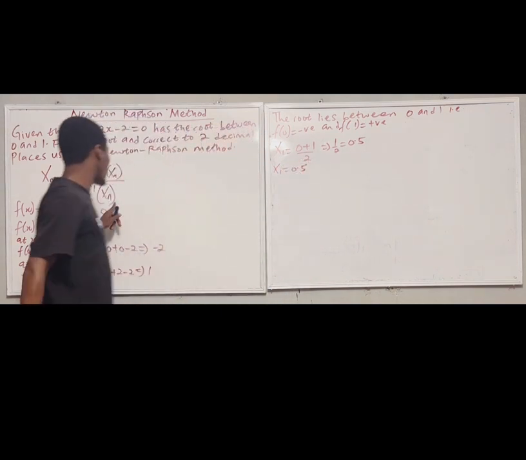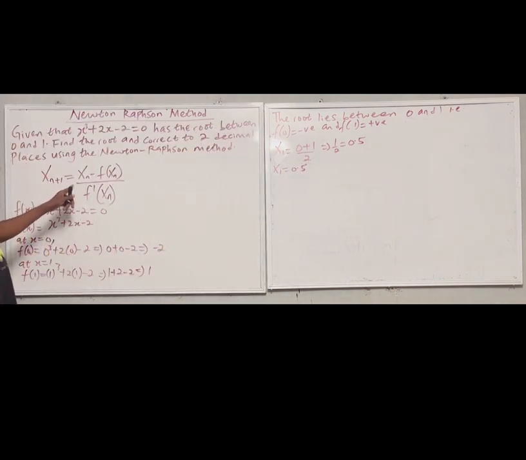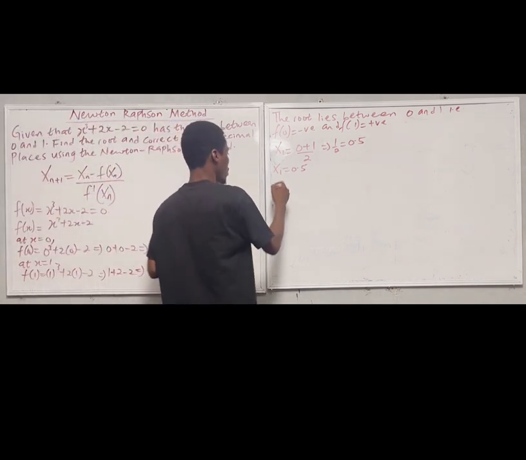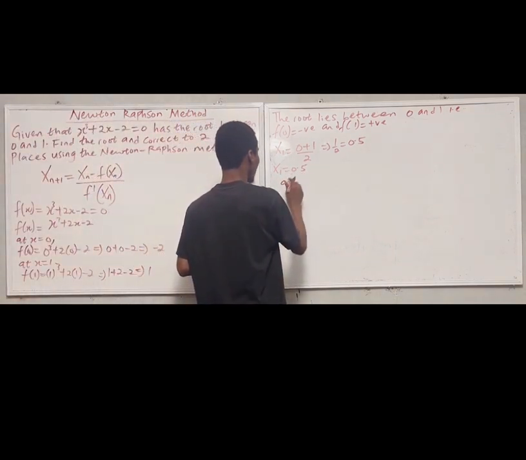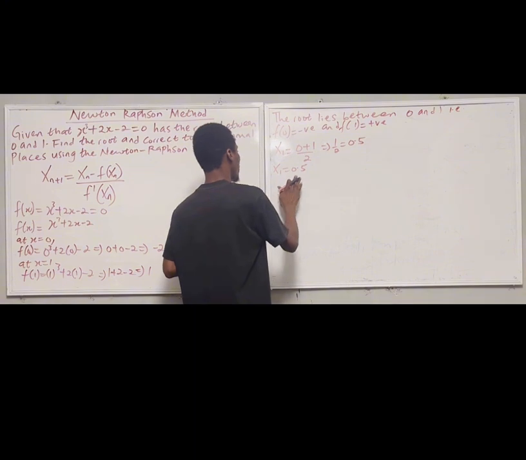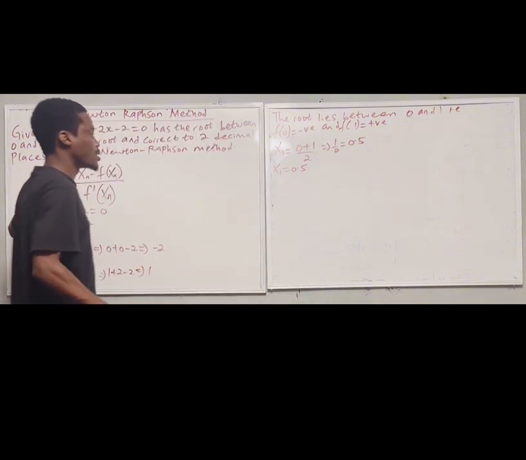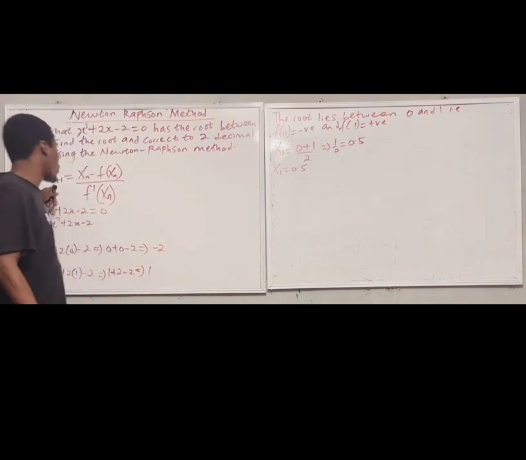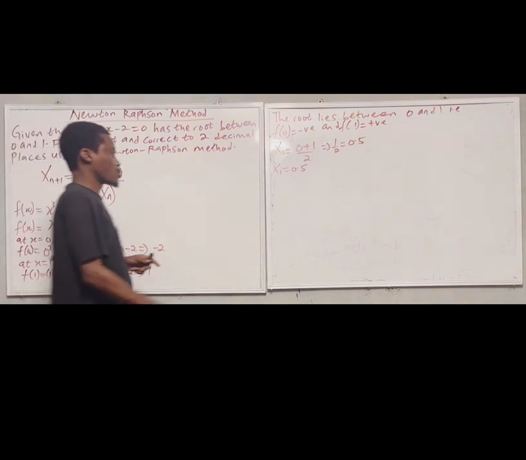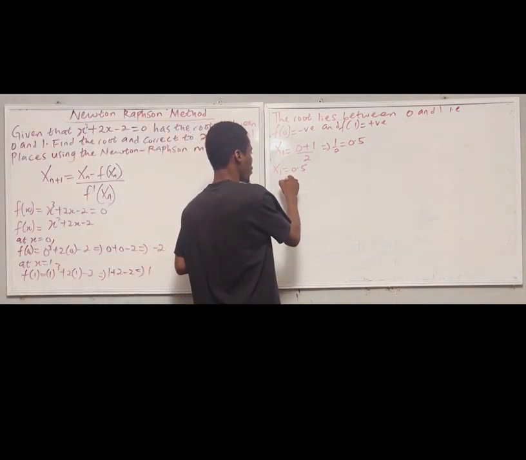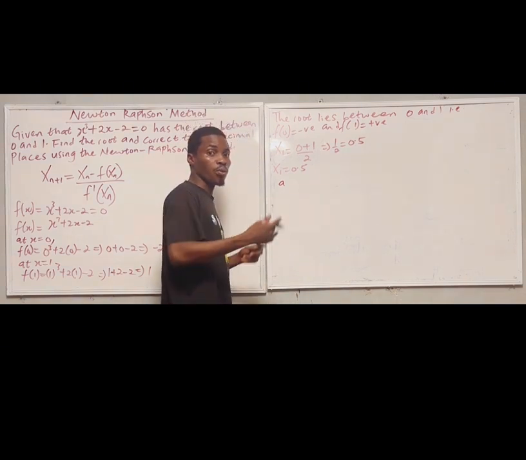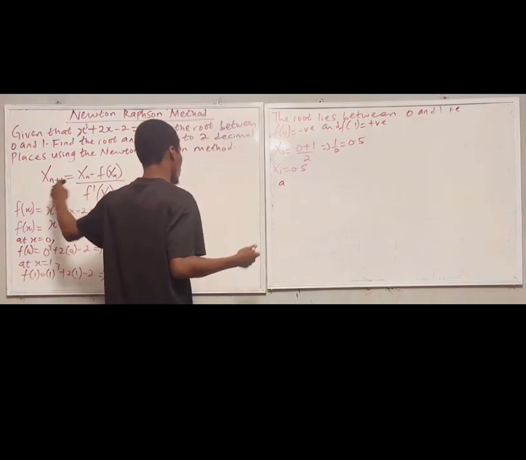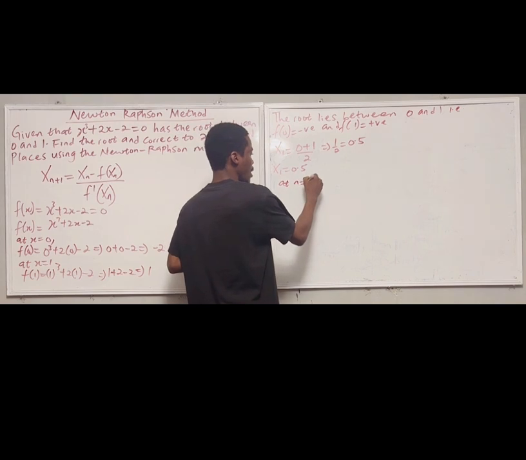I can now consider this formula, x_{n+1}. Here our n is 1, and I've got my x1. So I want to get my x2, and I have to consider this formula, at n equal to 1.